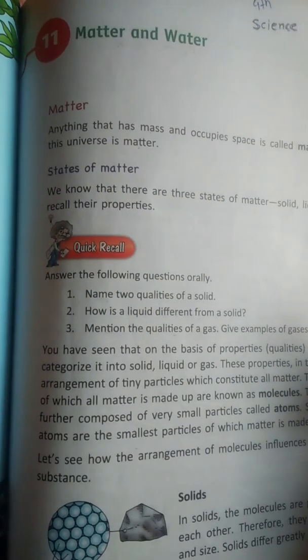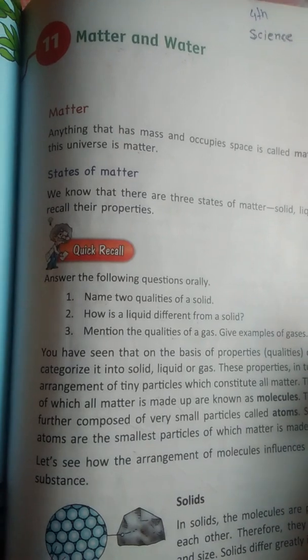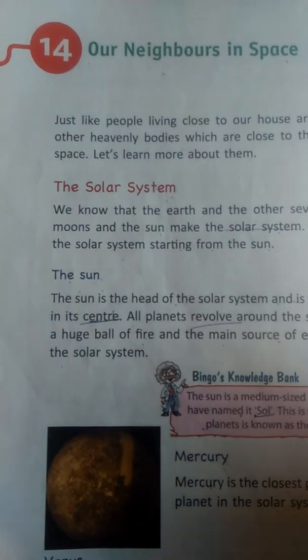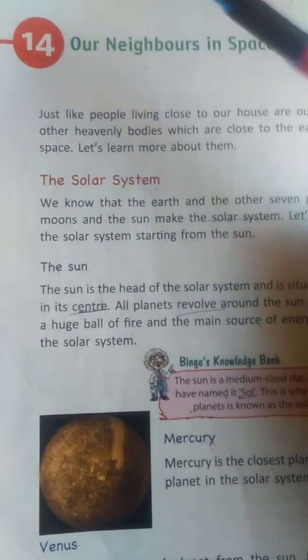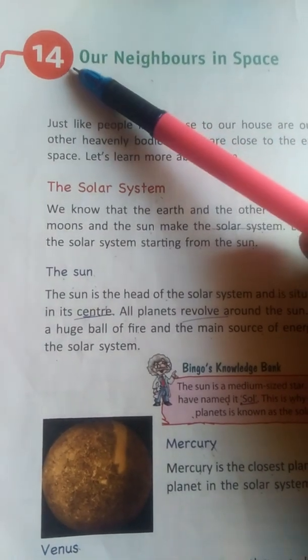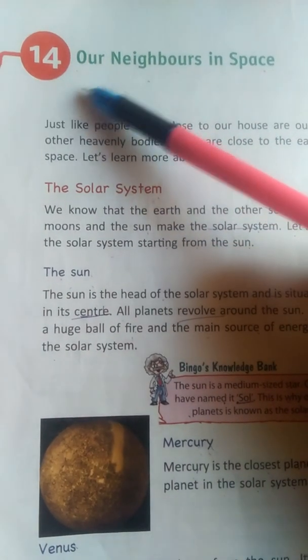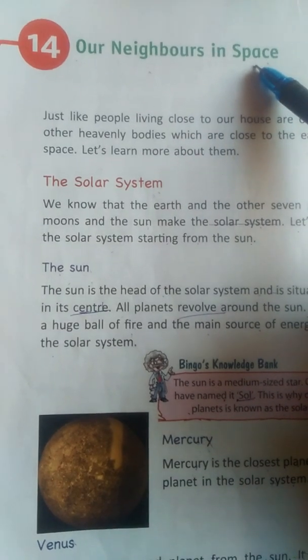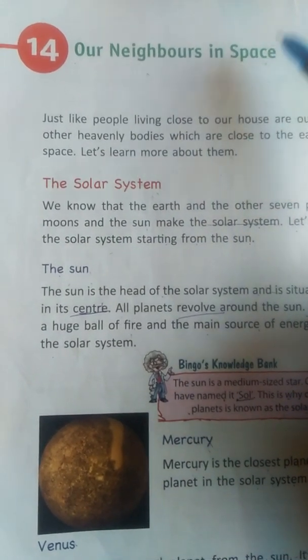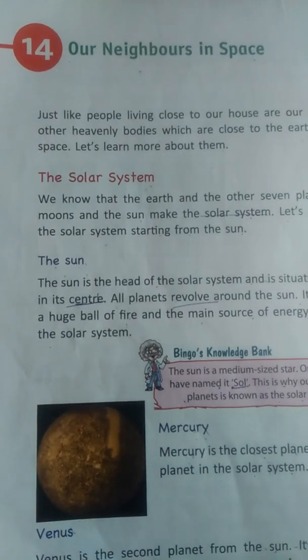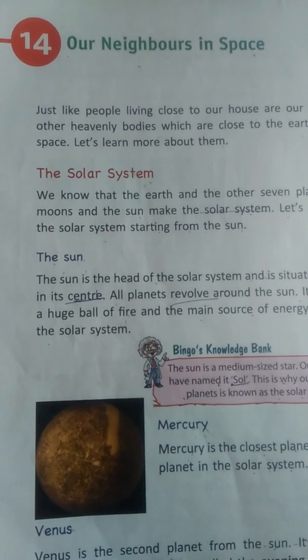Then the next chapter is 11, Matter and Water. Then the last one is chapter 14, Our Neighbors in Space. This is the main chapter. You have to do more and more revision of this chapter. So we have to see the comprehension part.